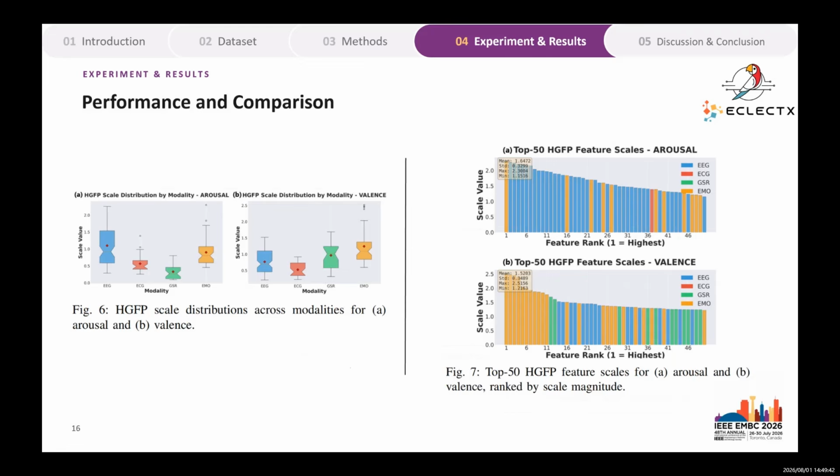Besides achieving strong performance, our framework is also interpretable. As shown on the left, different physiological modalities contribute differently to emotion recognition. For arousal, EEG receives higher feature importance, while for valence, facial motion becomes more important. The feature ranking on the right shows the same trend, indicating that HGFP learns meaningful feature representations rather than relying on simple feature fusion.